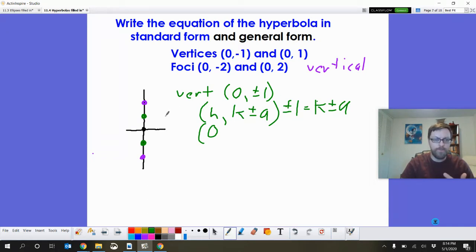Ooh, we could figure out where the center is. If these are our vertices, and those are our foci, our center should be at the right middle of them. So right in between those 2 points is our center, right here.